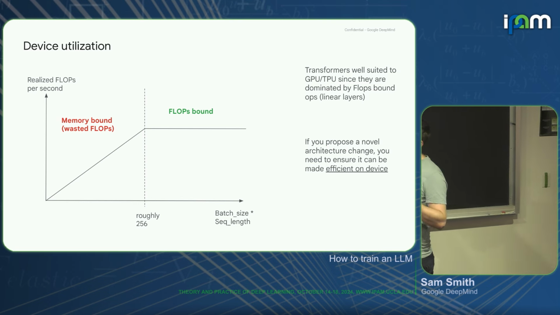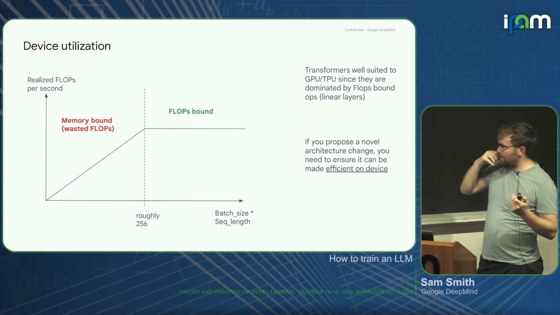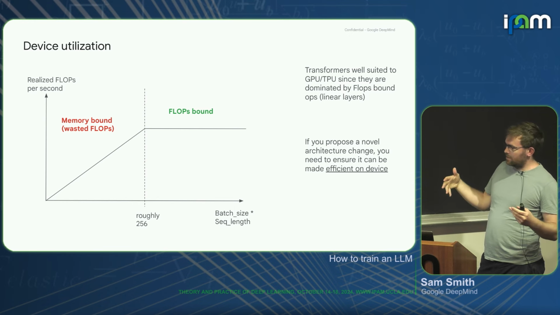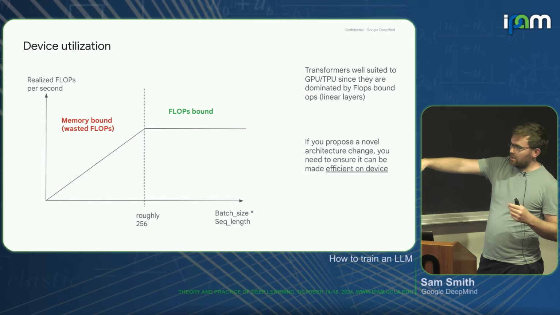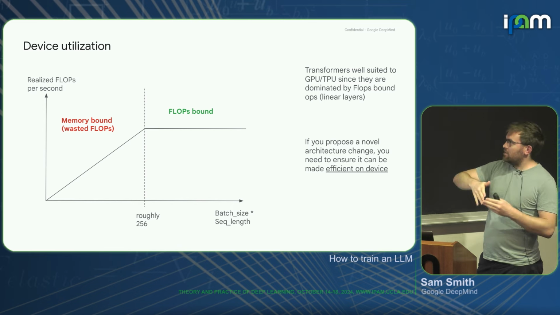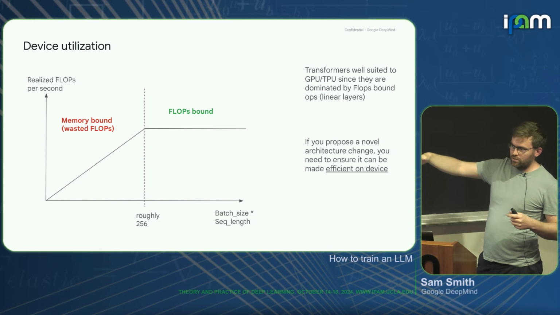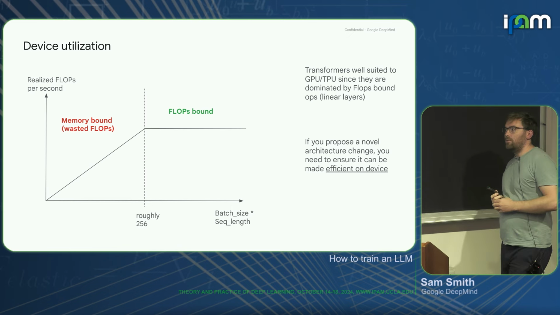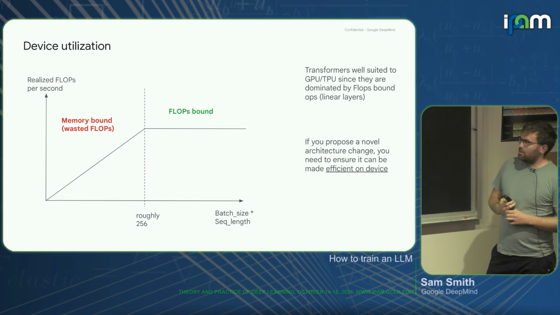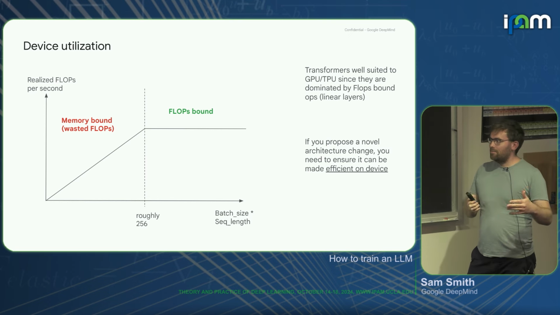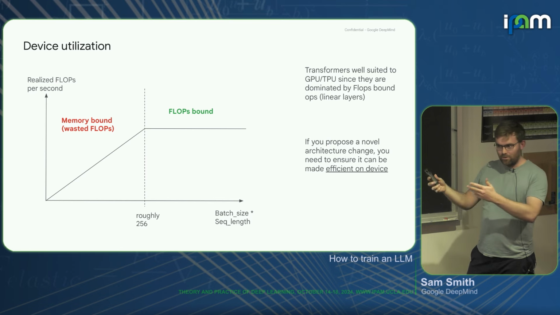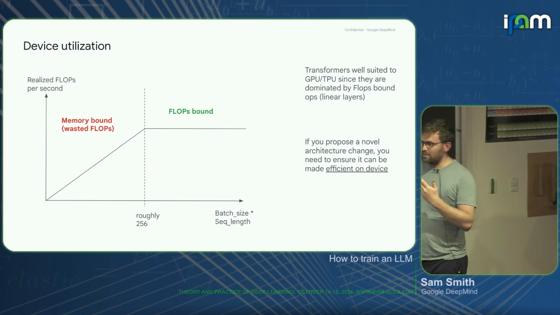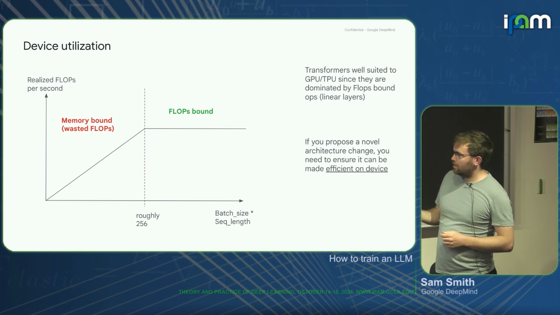Based on what we talked about earlier, transformers are really well suited to GPUs and TPUs because they're dominated by these linear layers. And so long as the sequence length is bigger than 256, which it basically always is, those linear layers are going to be flops bound. So we're making full use of the computation available on the device. The really important thing to say here is that if you're working on model design, you have to think about whether the operations you're designing can be made efficient within this programming model. Otherwise, people aren't going to pick it up. These are the constraints that people who design models are under.